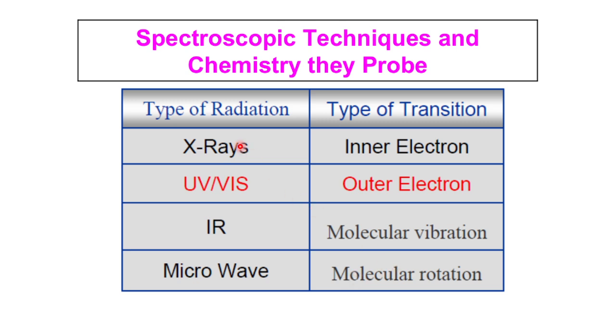Now, how does the probing of electrons work in different spectroscopic techniques? In the case of X-ray, the responsible electron is the inner electron closer to the nucleus of an atom. In the case of UV-vis, since it is a transition spectroscopy, electron transition happens, so outer electrons are responsible. In the case of FTIR or IR, it is molecular vibration, and in the case of microwave, it is molecular rotation.